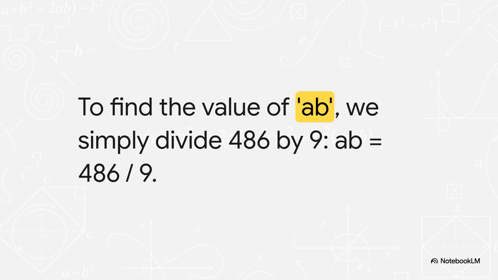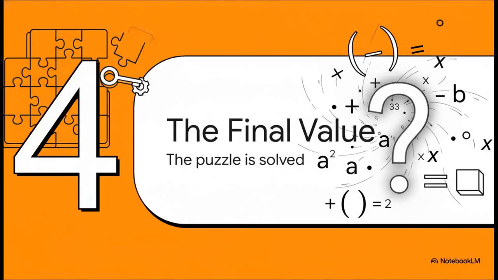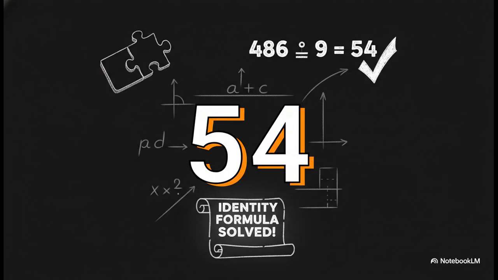And here it is, the final move. To finally get ab all by itself, we just have to divide both sides by 9. So that's 486 divided by 9. The answer is right there for the taking. All right, here we go, the moment of truth. We found our clues, we found the key, we've gone through all the steps. So what is the final value of ab? 54, that's it. 486 divided by 9 is 54. And just like that, puzzle solved.